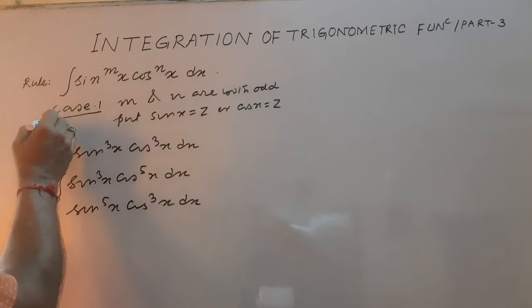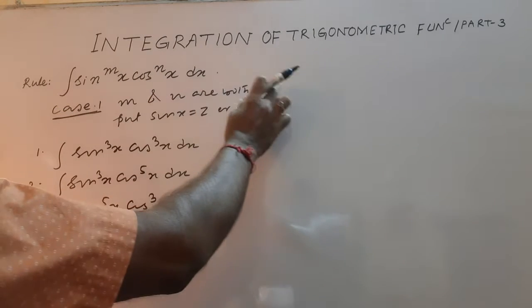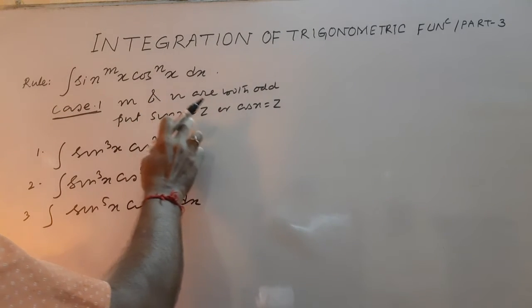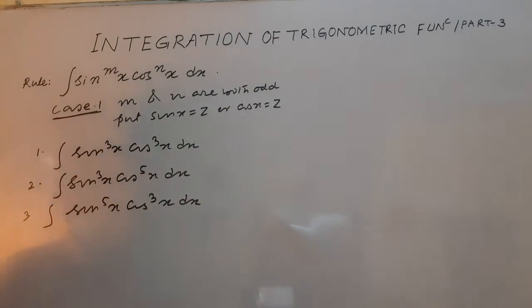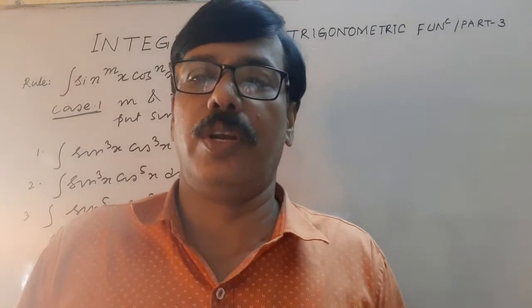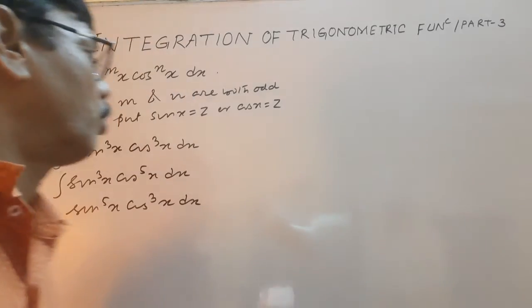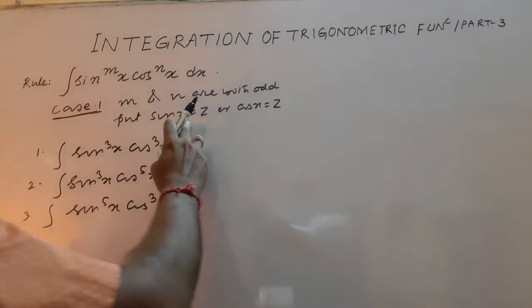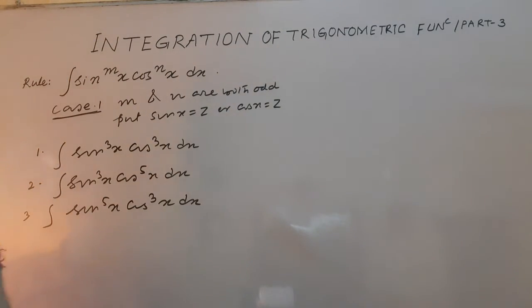Case 1. m and n are both odd. Put sin x equals z or cos x equals z. No need of thinking. So put either sin x equals z or cos x equals z. Now application.